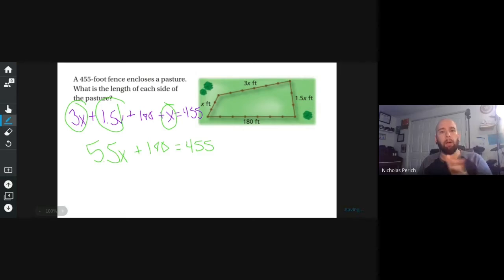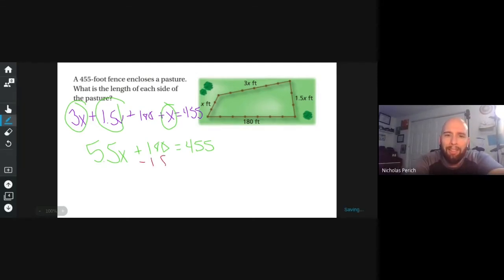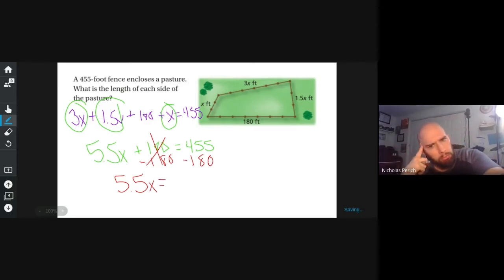Is x all by itself? No. 5.5 is attached. 180 is floating around. Get rid of 180 first. Boo, boo. And that gives me 5.5x equals 275. Neat.